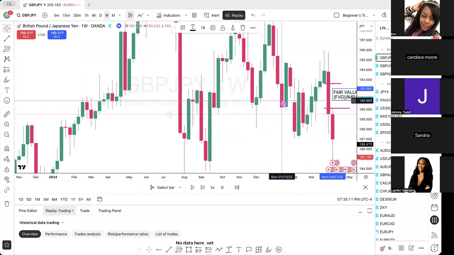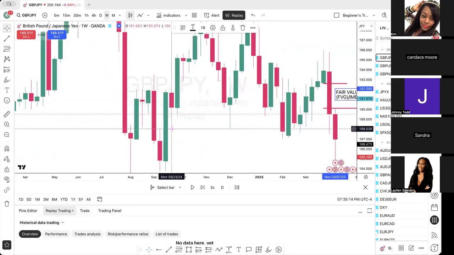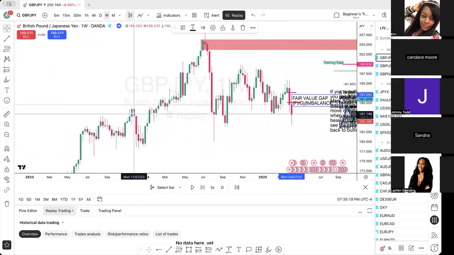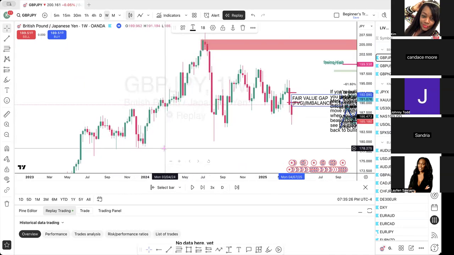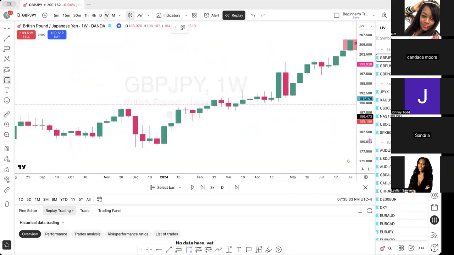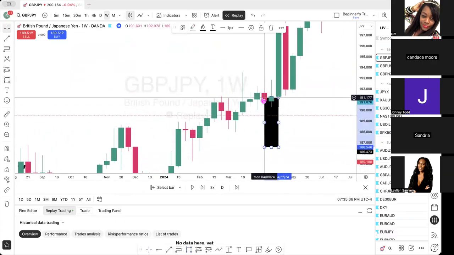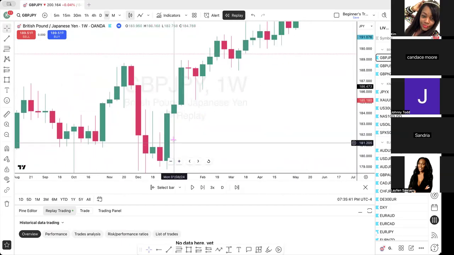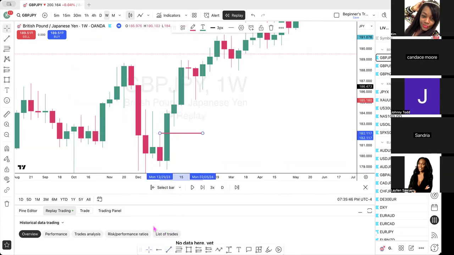So for instance, if this was the impulsive move up, this was the bullish structure. Price pulled back. You see there's an order block with the fair value gap right here. This is the order block. This is the fair value gap or the imbalance.